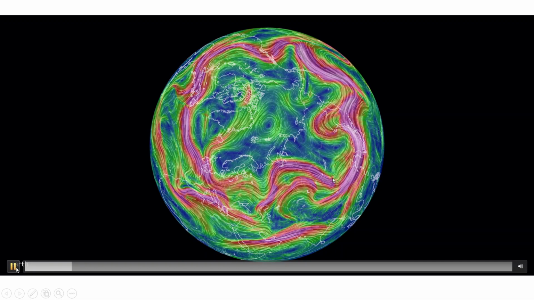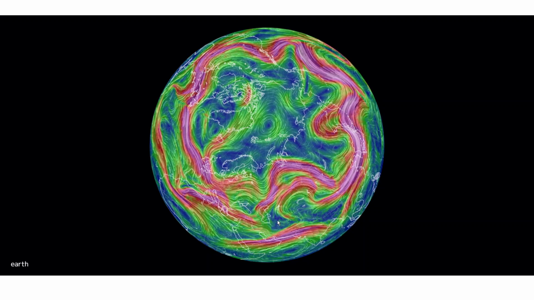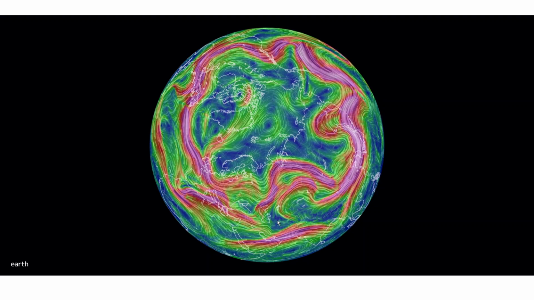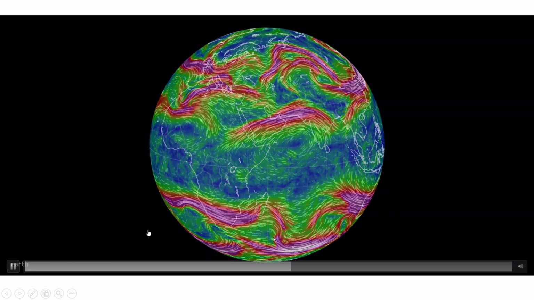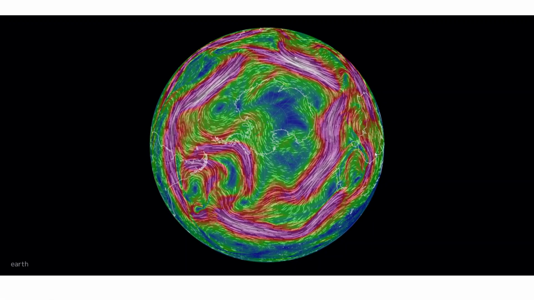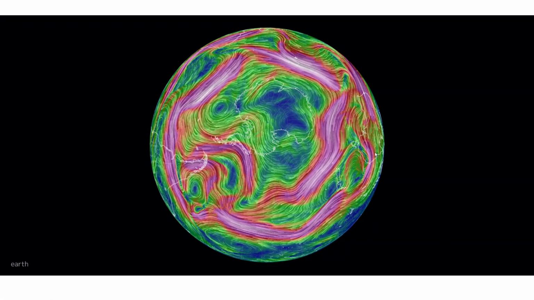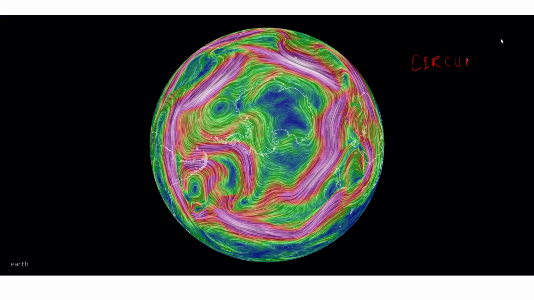So this is the North Pole, which is getting encircled by the jet streams, while the South Pole is also being encircled by the jet streams. So this proves our point that the jet streams are circumpolar.